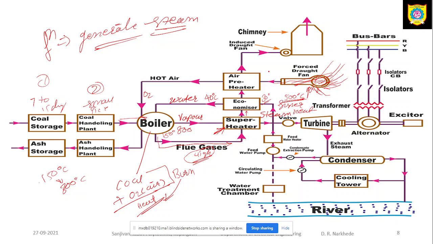Now the surrounding air temperature is your atmospheric temperature. My atmospheric temperature may be 20, 30, 35, or maybe 40 degrees centigrade, depending on the climate and the season. During monsoon the temperature may be as low as 20 degrees centigrade, and during summer it may be as high as 40 to 45 degrees centigrade. So the air temperature also increases. And during monsoon, my air has a lot of moisture.